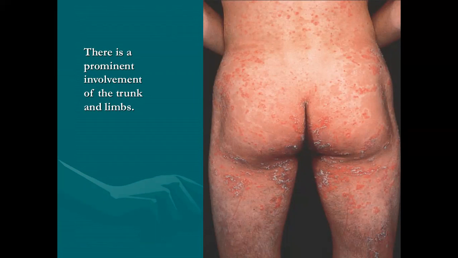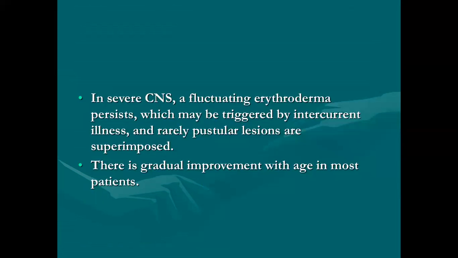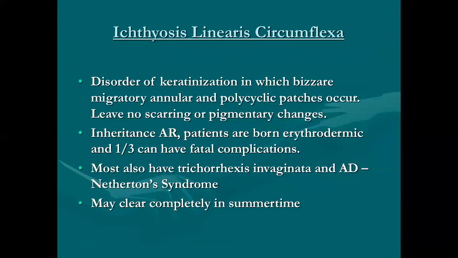There is prominent involvement of the trunk as well as the limbs. In severe Comel-Netherton syndrome, a fluctuating erythroderma persists, which may be triggered by intercurrent illness, and rarely pustular lesions are superimposed. And there is gradual improvement in most patients.